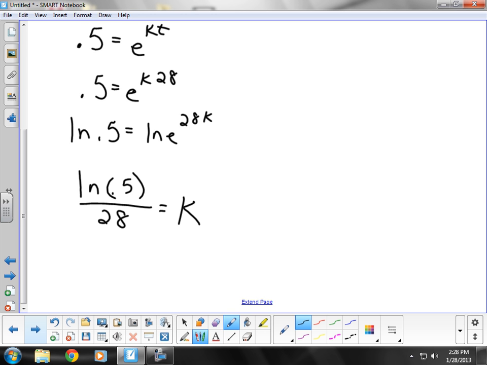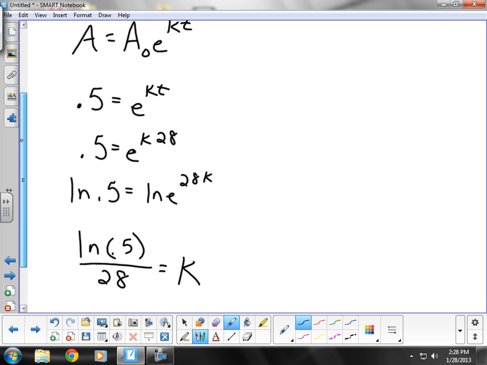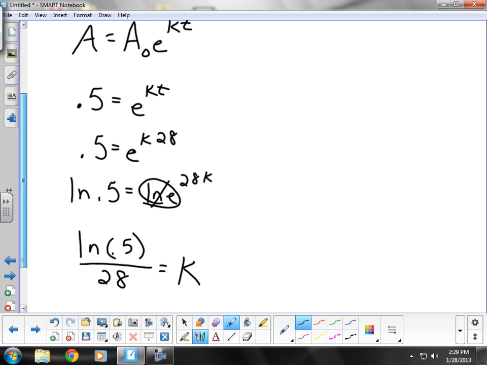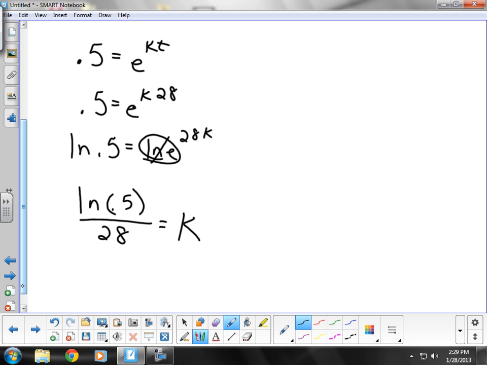It's just a shortcut. What is it? Yeah, this cancels out. We got the ln of 0.5 is equal to 28K, and then I got to divide by 28. Yeah, I made magic happen, didn't I? Whoops. Sorry. Negative 0.025. And we came out with a negative number, which is nice, because we said we should.